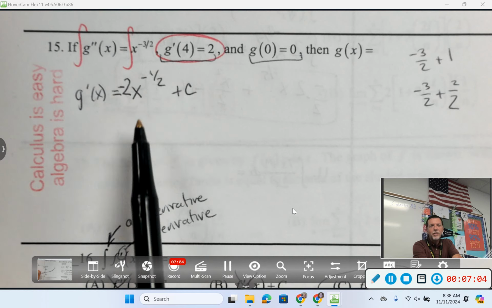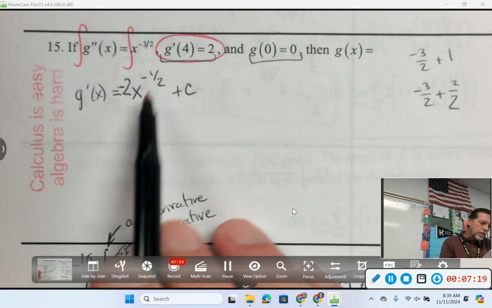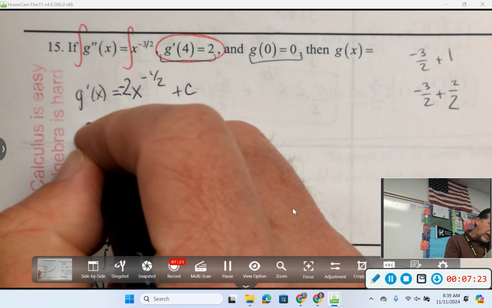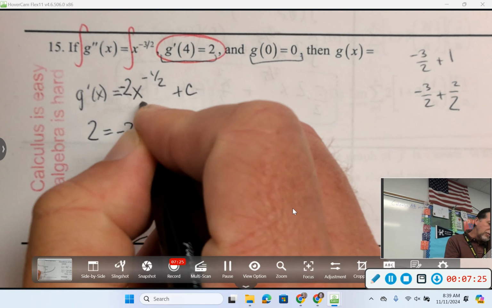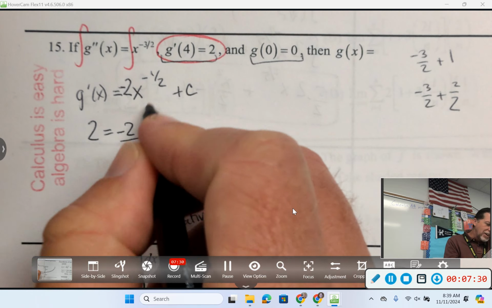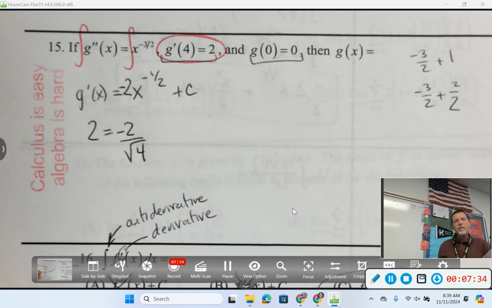Because again, you either follow the algorithm of increase the power by 1, divide by the new power. The other algorithm is increase the power by 1 and figure out what the coefficient needs to be. That's a little less formulaic, but some people could just figure it out. Okay, now I can plug in this point. So the answer is 2. When I plug in 4, I don't want to do 4 to the negative 1/2. I'd rather negative sends it to the bottom, and 1/2 is a square root.